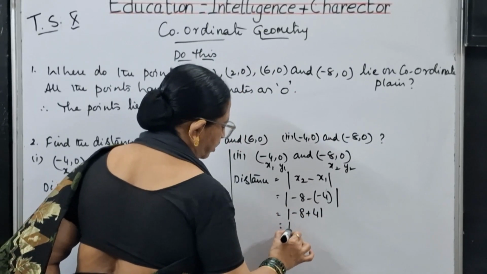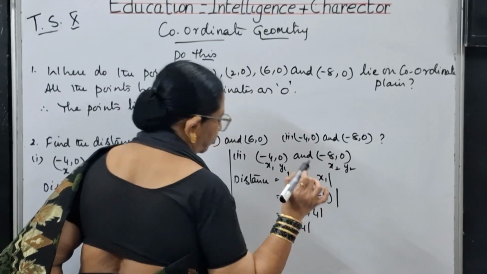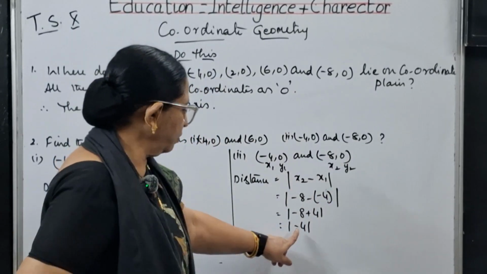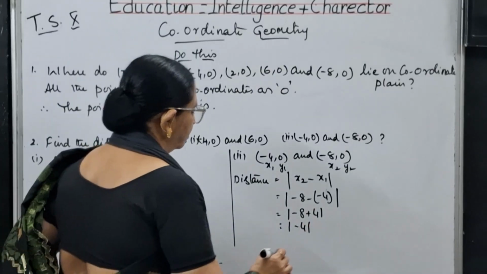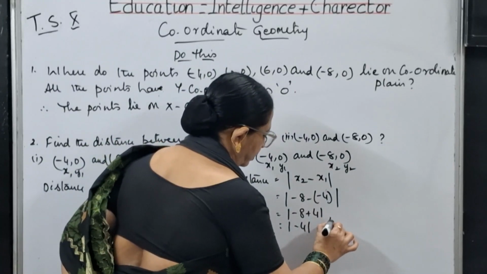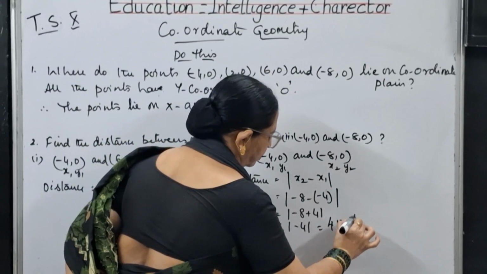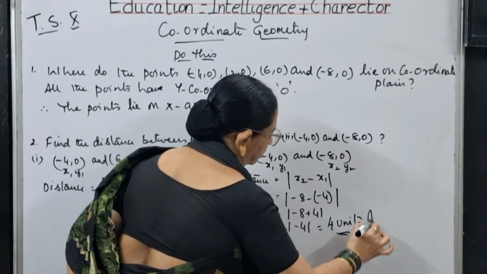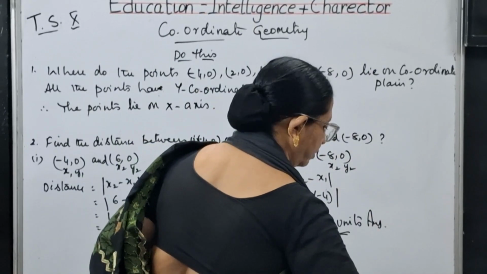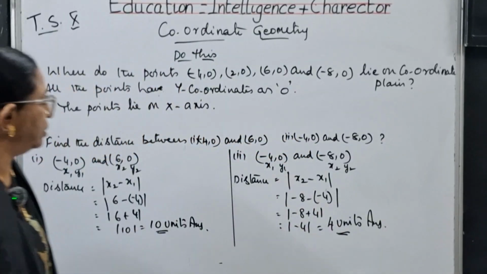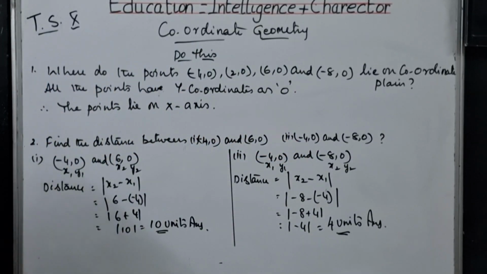What are you getting? Modulus minus 4 you are getting. So you are getting a negative value in the modulus. So the negative should be written as positive. So it is 4 units is the distance. This is the answer of the second bit. Please note it down. Do the sums I have completed.